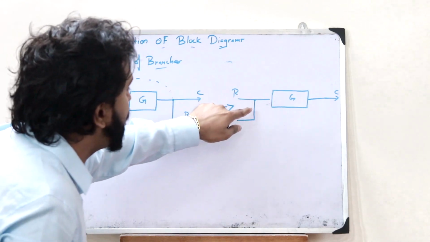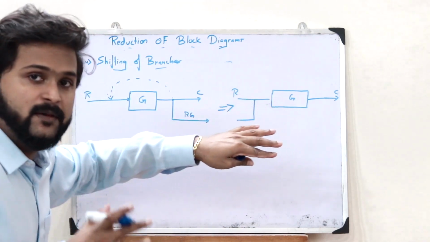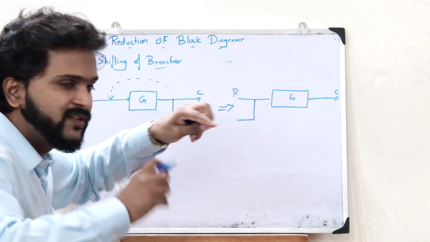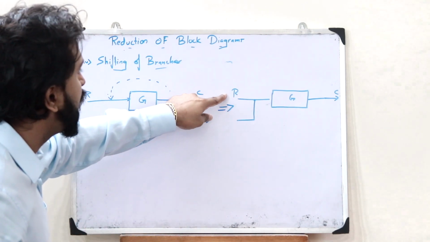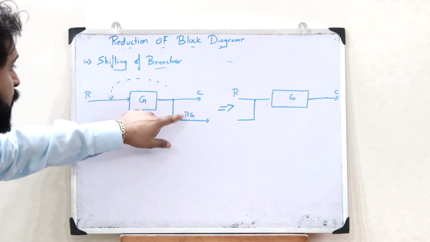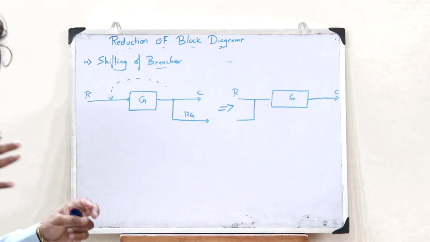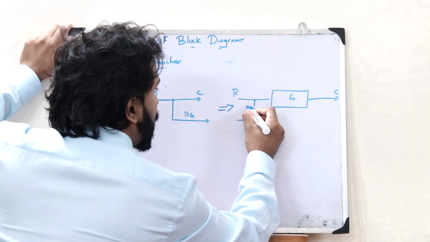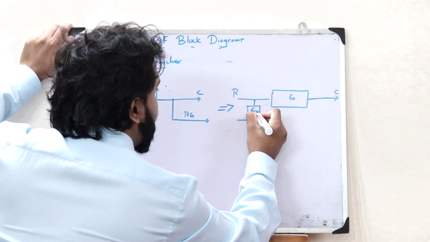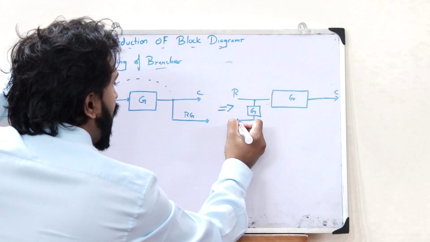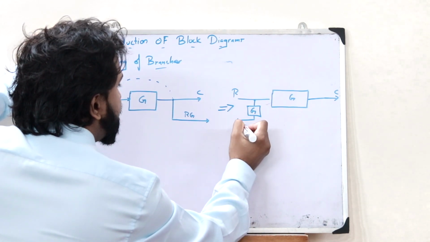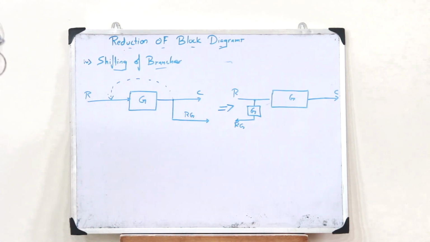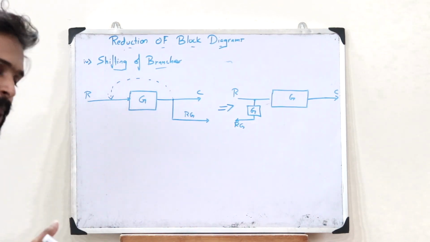But if we are simply pasting it over here, if we are simply moving it over here, what we would observe is that the output of this branch would simply be R. But here actually the output is RG. So therefore what we do is provide another block over here which has the gain G, and therefore on the output we would get RG, which is the same output we used to get before shifting that particular branch.